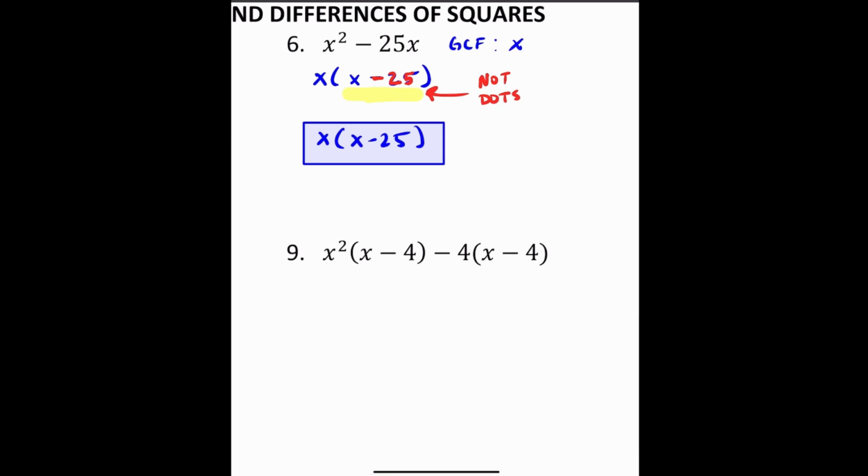Number 9, we have x to the second times the quantity of x minus 4 minus 4 times the quantity of x minus 4. So remember, we're going to take out the GCF, which in this case, if we remember from the last lesson, we have 2 of the same polynomials, that x minus 4. So we're going to factor that out. So remember, GCF first, then the remainder. So it's x minus 4 times what's left over, which is x squared minus 4.